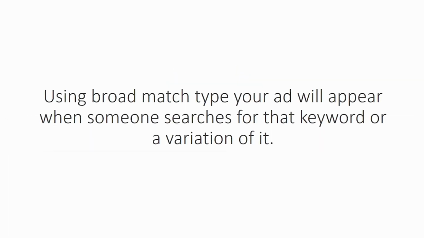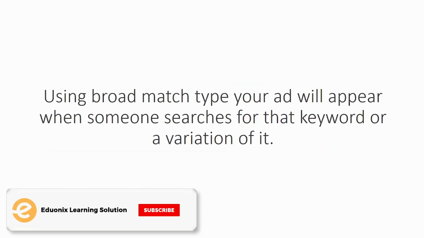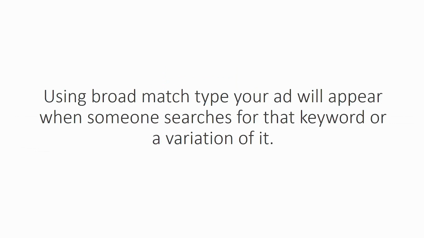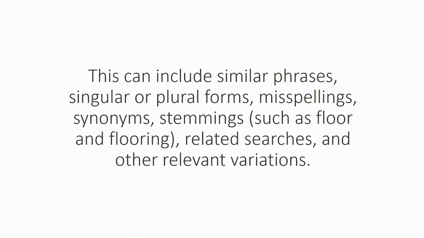More precisely, by using the broad match type, your ad will appear when someone searches for that keyword or a variation of it. This can include similar phrases, singular or plural forms, misspellings, synonyms, and something called stemmings, which is basically adding ing, like in the example, floor and flooring, related searches, and other relevant variations.